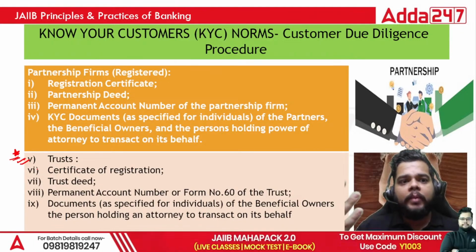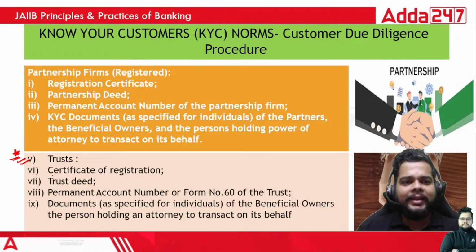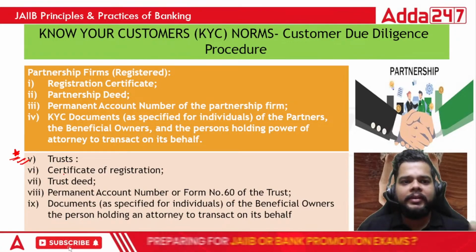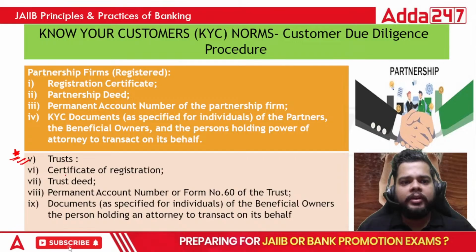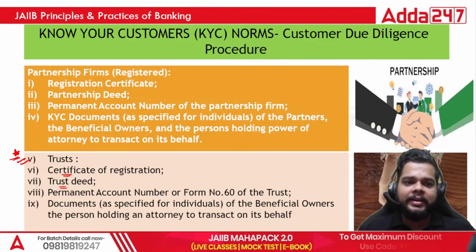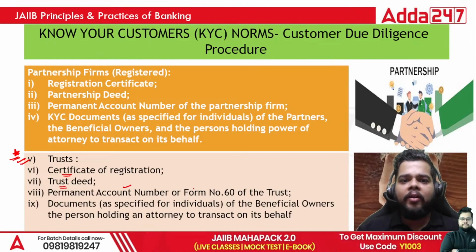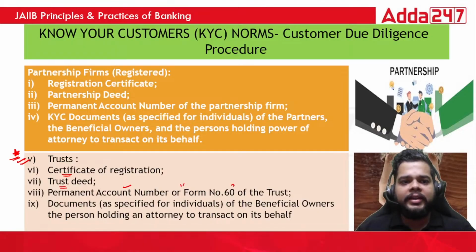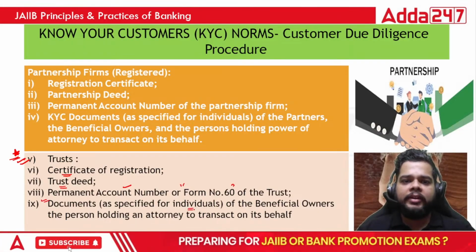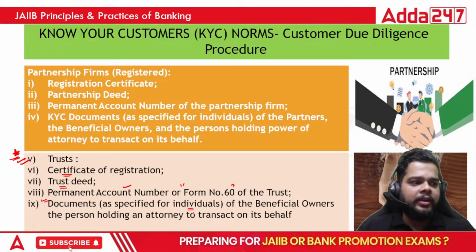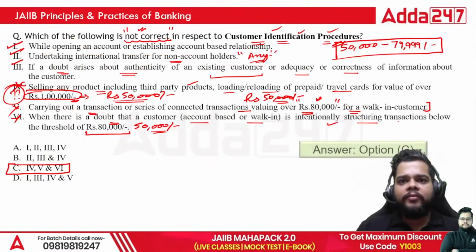What we need to remember, again, let's just quickly revisit. We have done this in the previous class, but yes, since it's important, certificate of registration is required, trust deed is required, PAN or Form 60 of the trust along with the documents specified for the individuals as beneficial owners. Right. So this was it for today's class.